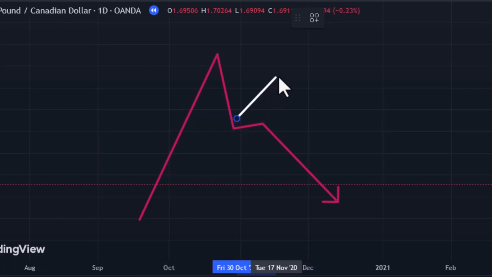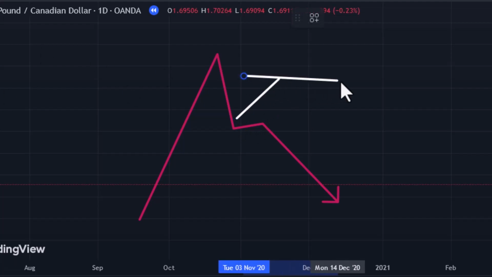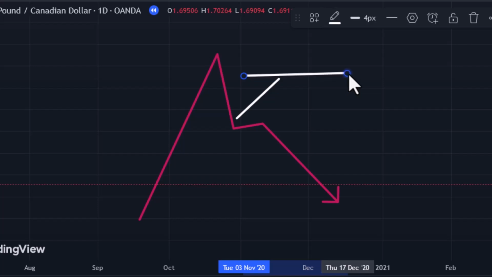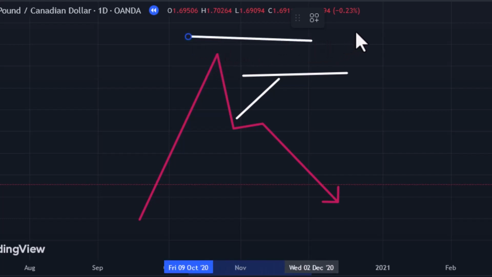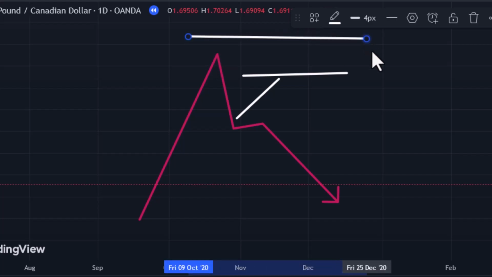Let's say price is currently around here. So if price is here and we want to enter this trade around here, our entry is here, then where should our stop be? The best place for us to place our stop would be to consider this previous resistance and place our stop slightly above it.